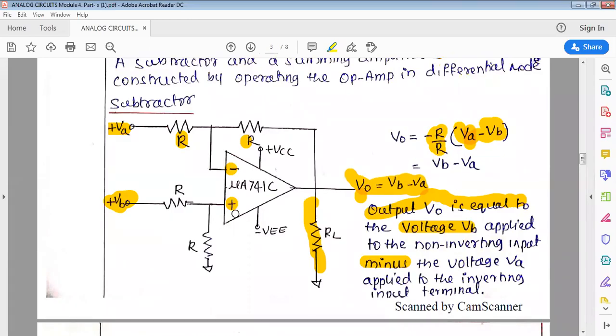What is the meaning of the subtractor? A subtractor is a circuit that subtracts one voltage from the other voltage. So here you can see that the output voltage is V0 equal to VB minus VA. That is, the voltage VA is subtracted from the voltage VB. Hence, the circuit is called a subtractor.